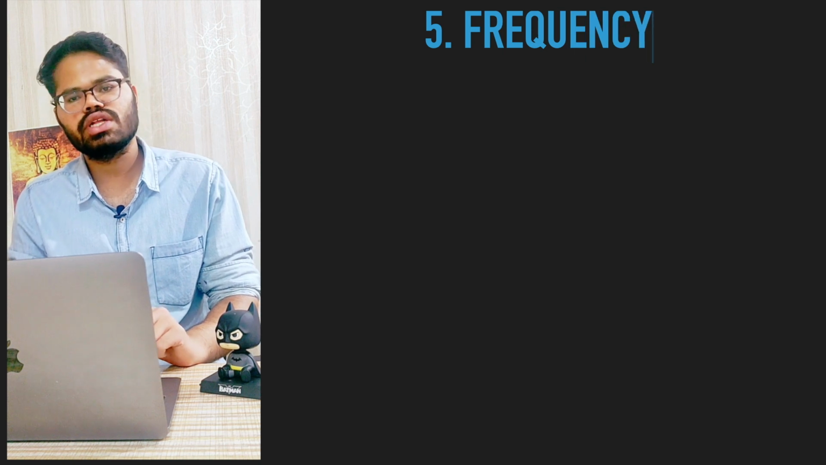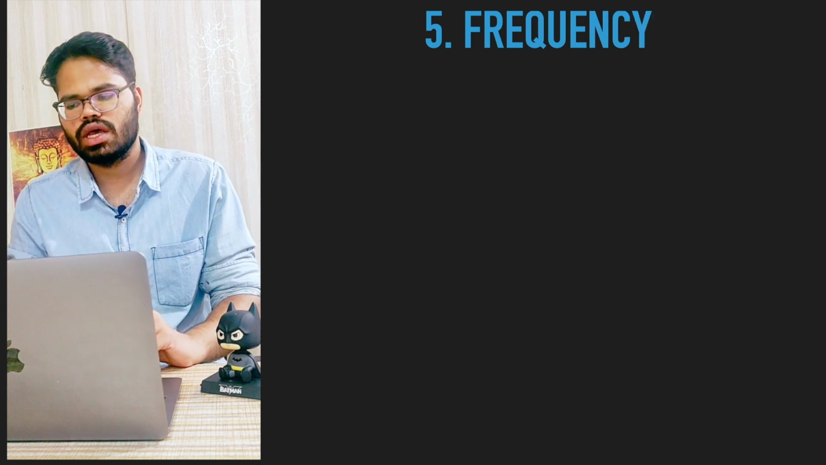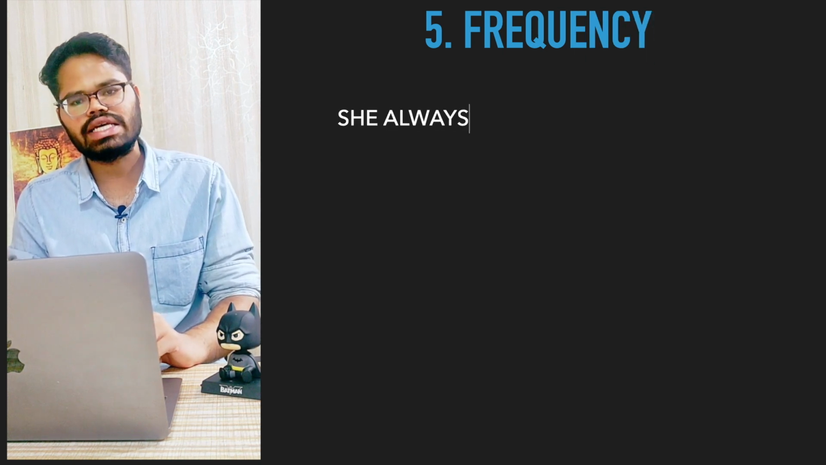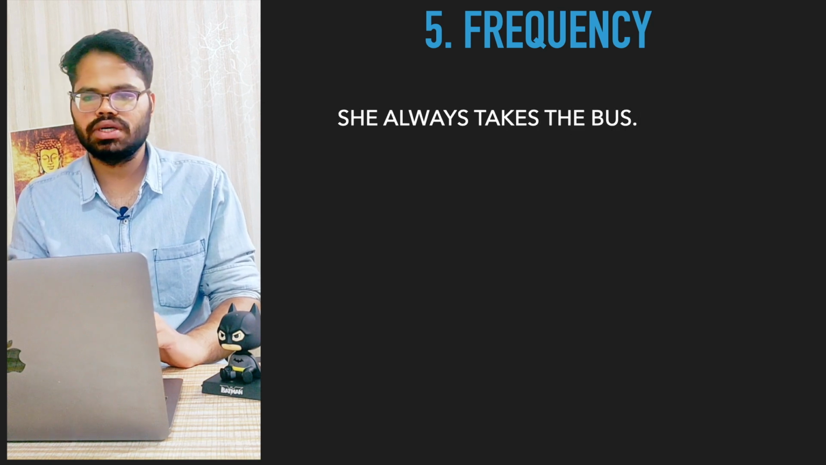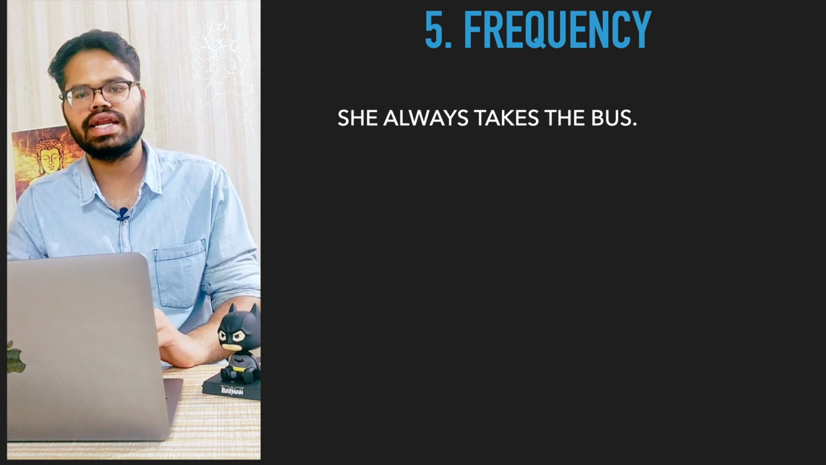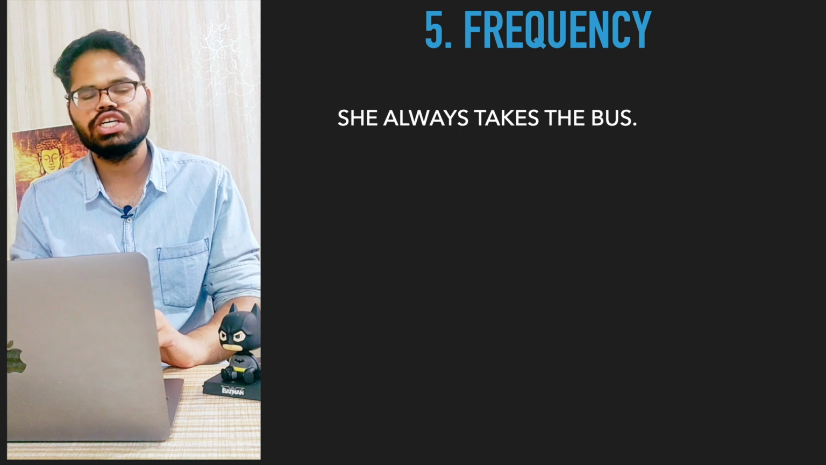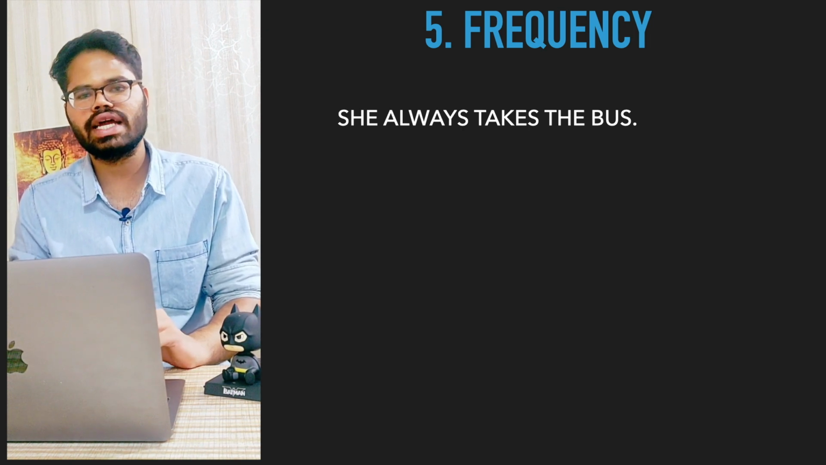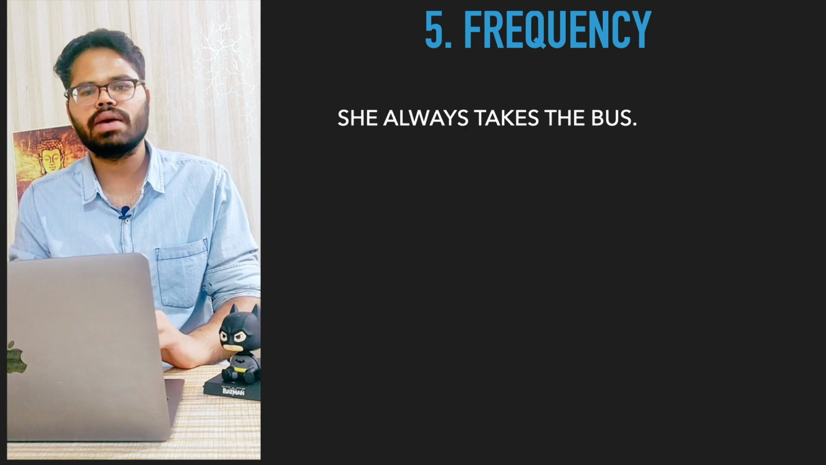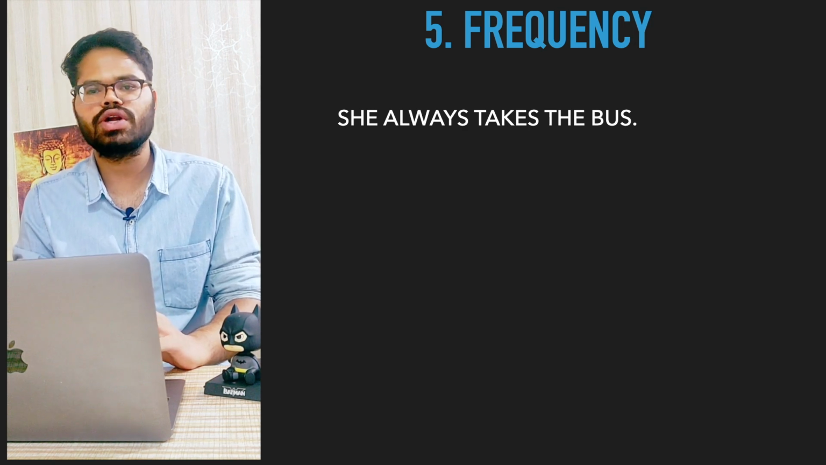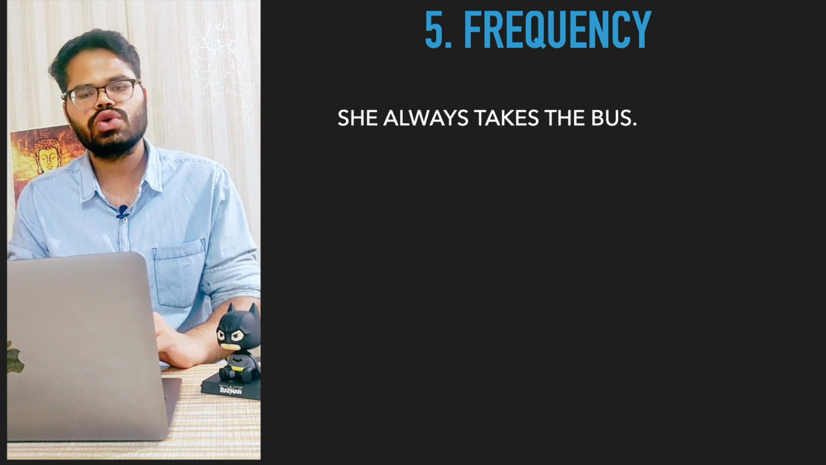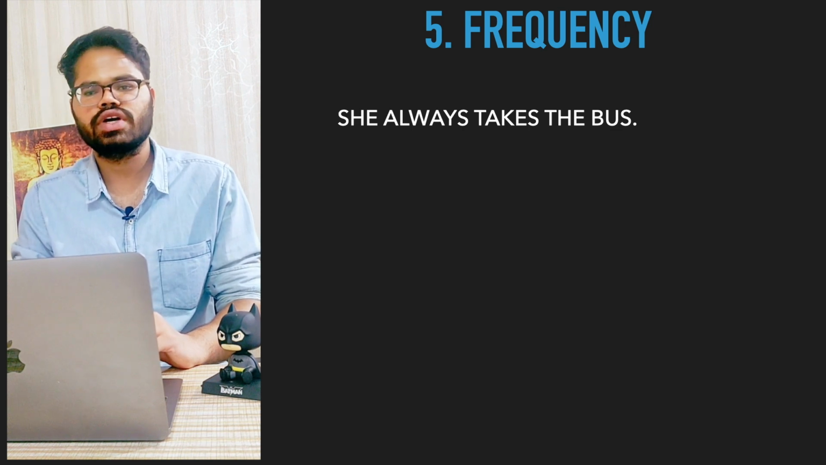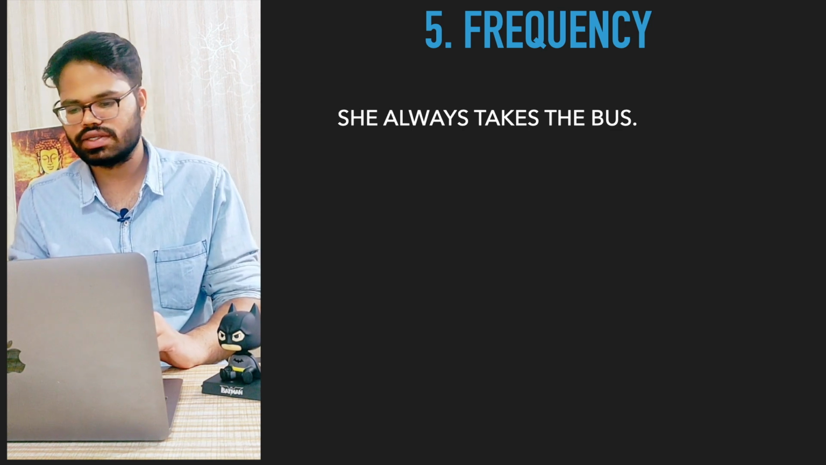Next, we are going to address the concept of frequency. Let's take an example. If I say, she always takes the bus, so always here means that 100% of the times she takes a bus to her office. So here also you will see that we are more or less talking about a pattern. We are talking about a permanent situation. So here also the usage of simple present tense is correct.